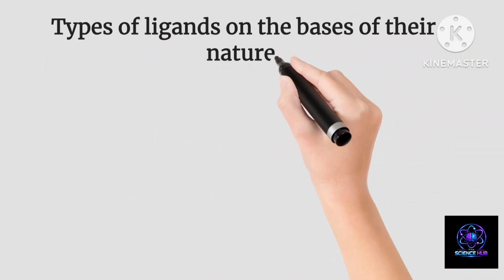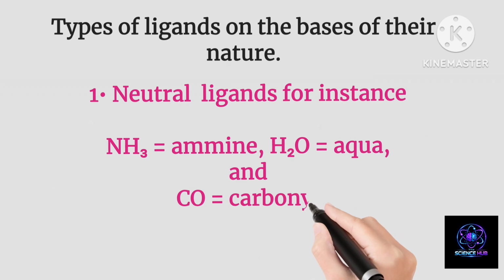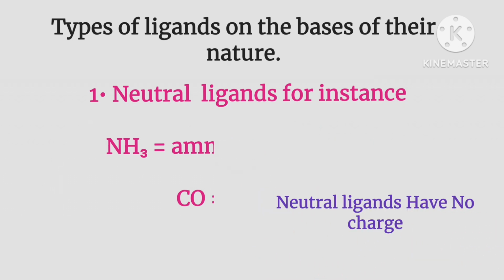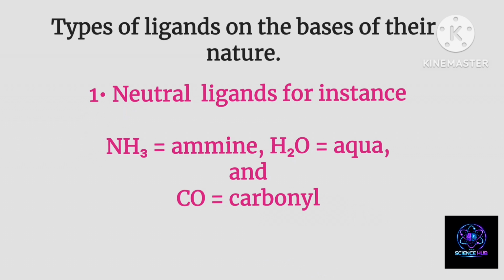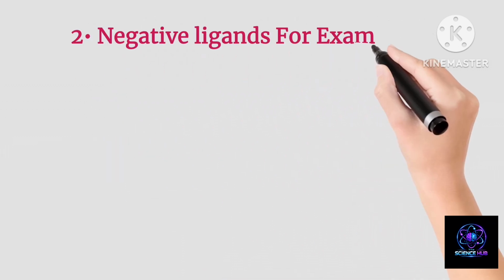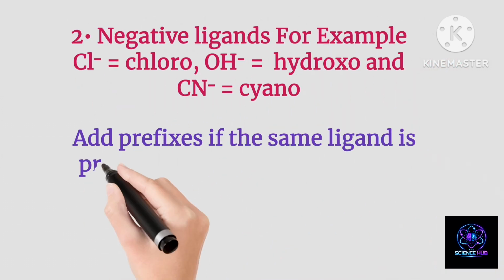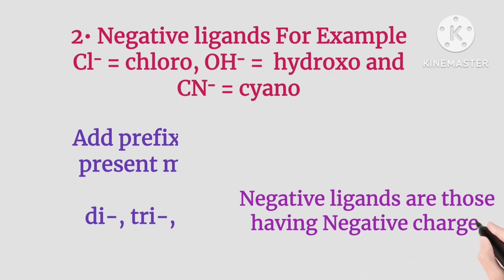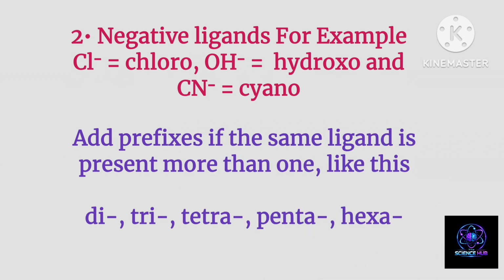Types of ligands on the basis of their nature. 1. Neutral ligands. For instance, NH3 equals ammine, H2O equals aqua, and CO equals carbonyl. 2. Negative ligands. For example, Cl- equals chloro, OH- equals hydroxo, and CN- equals cyano.